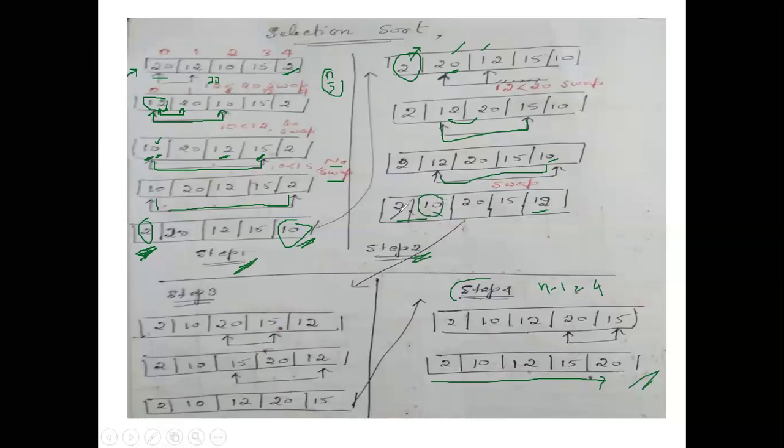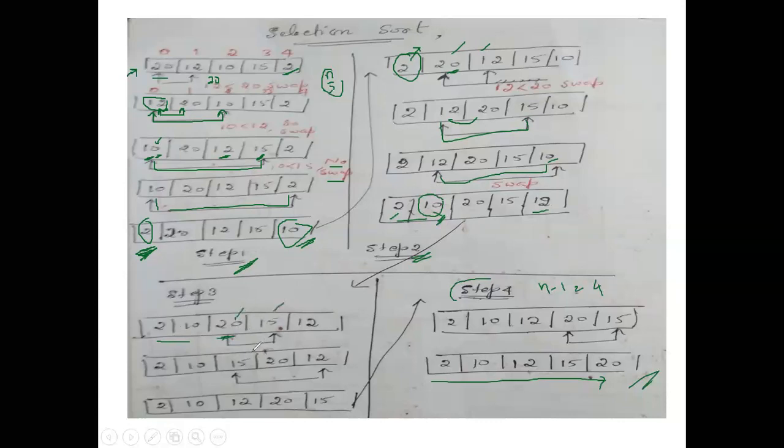So first smallest element here and the second smallest element here. Okay, so moving on to the third step. Don't touch these two elements. Moving to the third step, we have 20 here and 15 here.